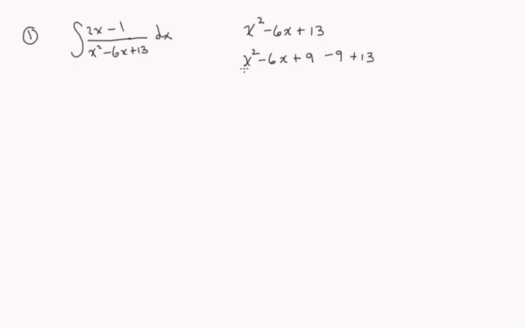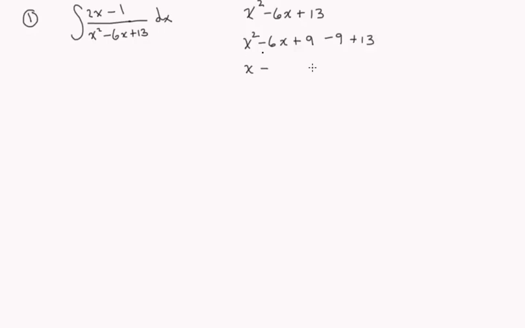There is no leading coefficient out here. So this factors nicely to be x minus 3 quantity squared, and then the rest of the simplification is plus 4. There we go. So we've successfully completed the square. So now here's the strategy. We're going to let u equal x minus 3. And then, as I told you before, we're going to say that x equals u plus 3.